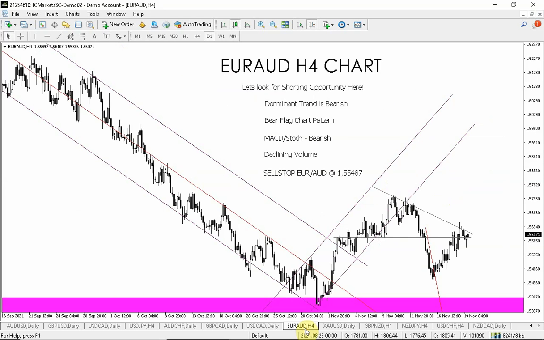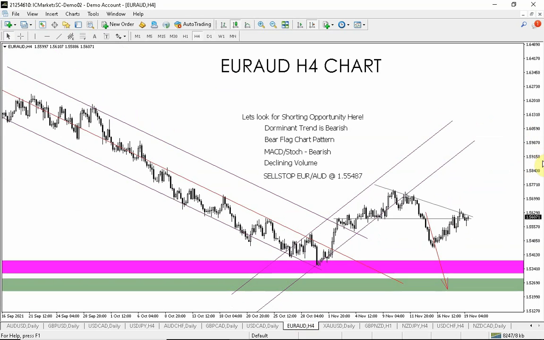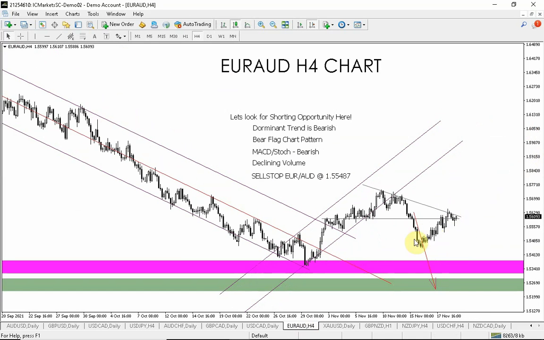Okay, Euro AUD. What is happening here? We said we expected the market to push down here, but we didn't take this trade. So the market broke down. Let's look for a shorting opportunity. Yes, indeed, I think we took this trade. We took some profits before the market reversed, and we expect it to push further down into the structure levels. That's what we're expecting in this market.